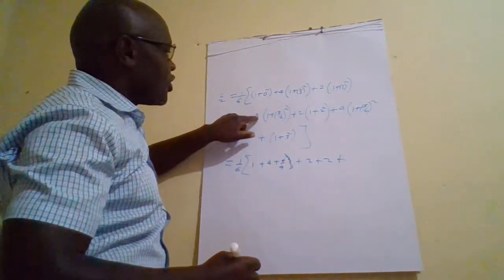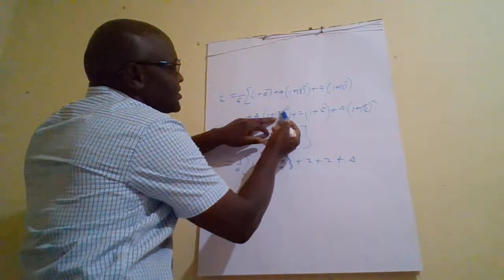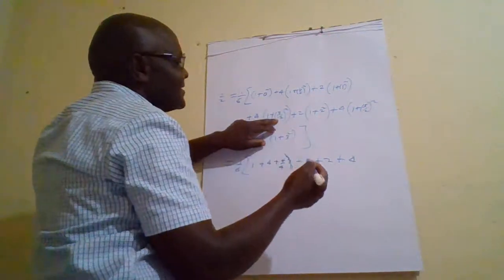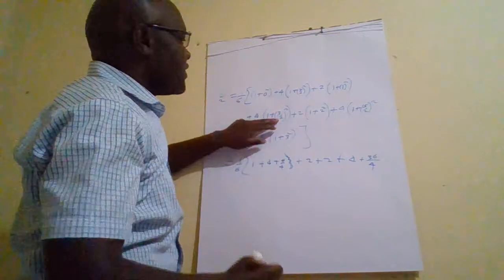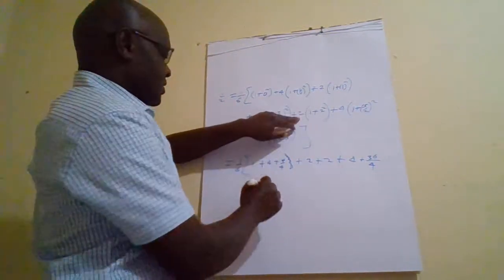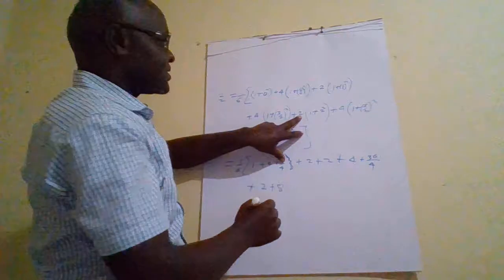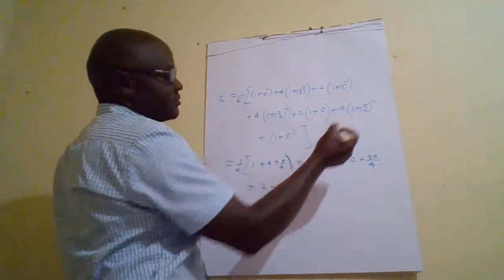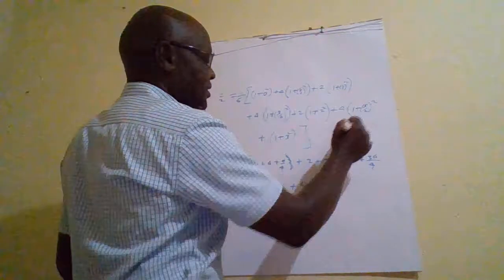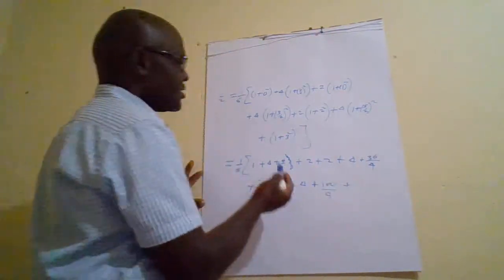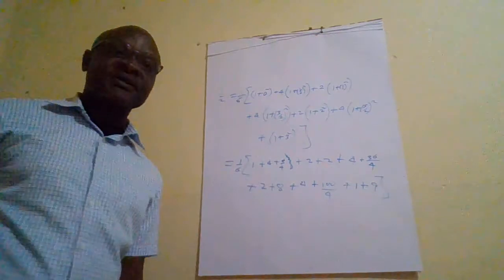here we have 4 times 1 plus 3 over 2 squared, 4 times 9 all over 4, so plus 36 all over 4, then plus 2 times 1 plus 2 squared, so 2 times 4, plus 8, then plus 4 times 1 plus 5 over 2 squared, 4 times 25 will be plus 100 over 4, then plus this will be 1 plus 9, like that.